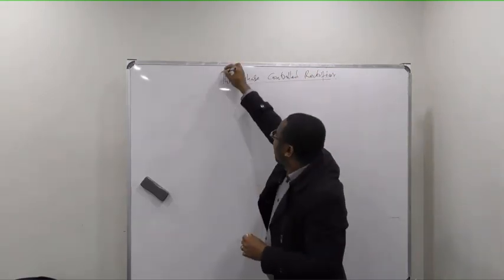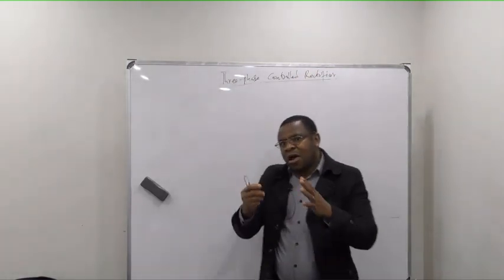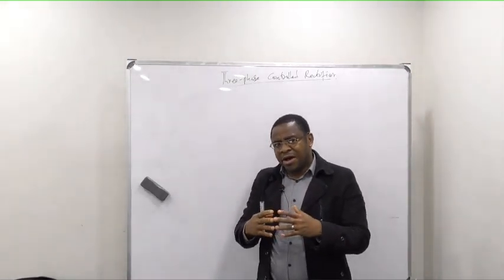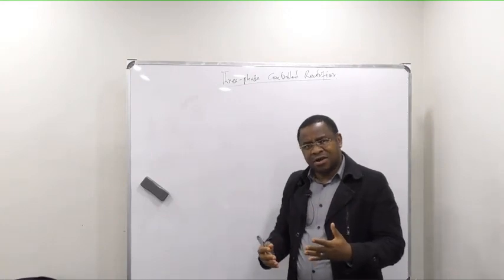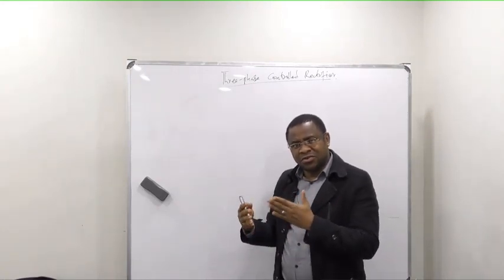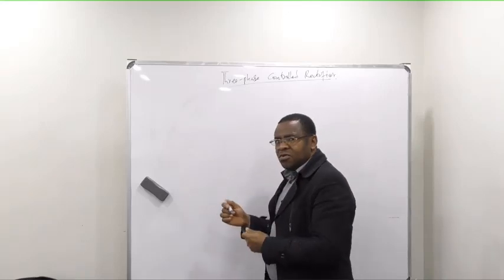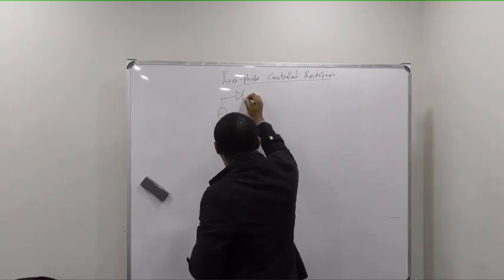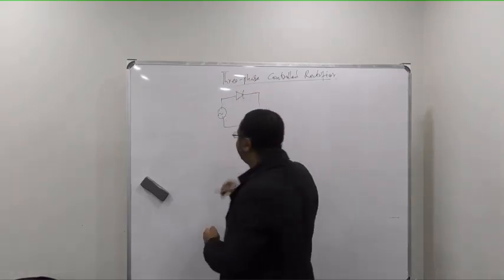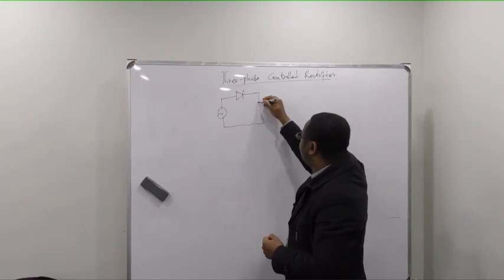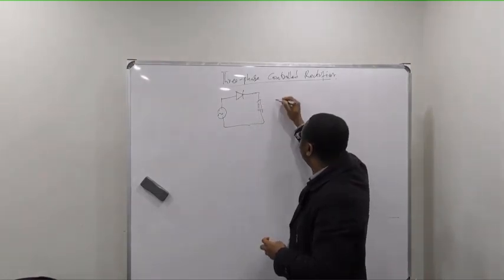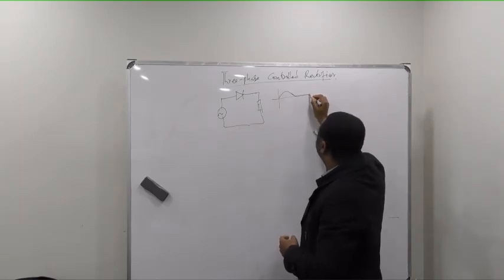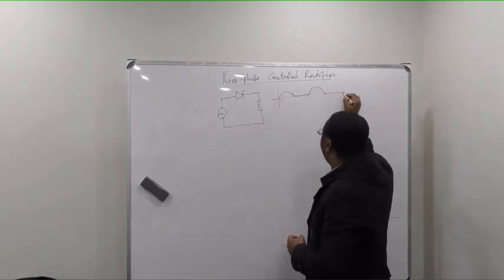Remember, when I introduced the rectifier, it converts AC to DC. When you have a diode, for instance like this, the output to the load will look like this: on, off, like that.